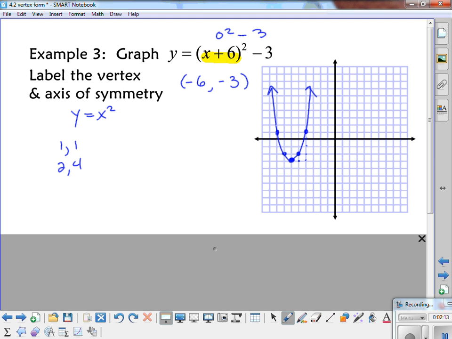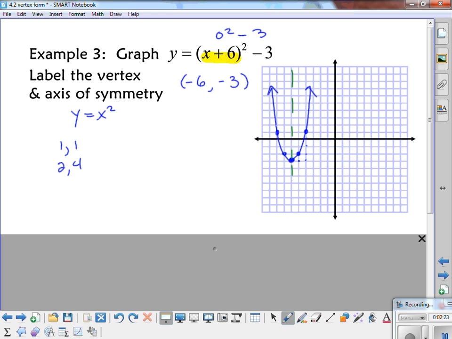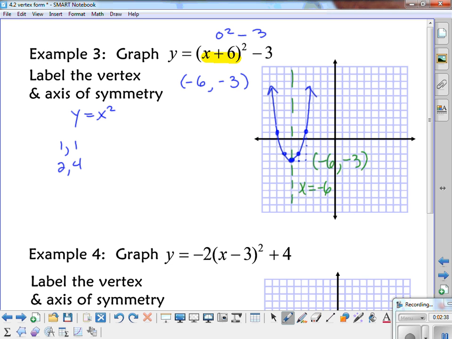Right? And so what would my axis of symmetry then have to be for this one? X equals -6, yeah, because it has to go through the vertex. So x equals -6 is the equation of my axis of symmetry, and then my vertex is at -6, -3. Okay? All right, so let's take a look at another one.